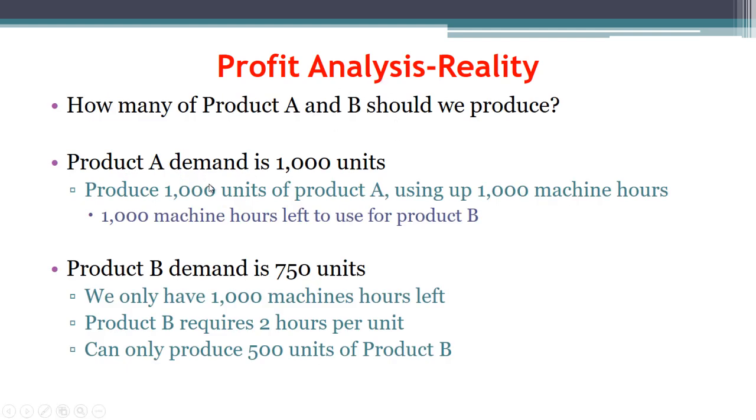So we said we're going to focus on product A. The demand is 1,000 units. It only takes 1 hour per unit, so that uses up 1,000 of our machine hours. Remember, we had 2,000 as our limit, so we have 1,000 machine hours left to use for product B. Product B demand is 750 units, but remember, it takes 2 hours per unit. If we only have 1,000 machine hours left, divided by 2 hours per unit, we can only produce 500 units of product B.